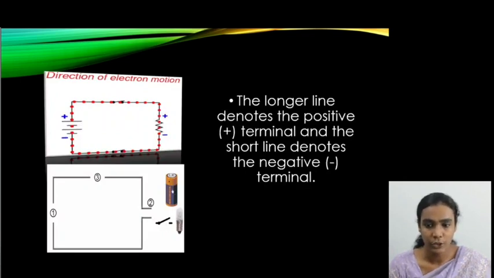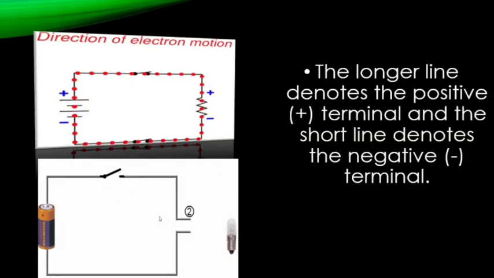In this circuit, the longer line denotes the positive terminal. So in the circuit, we can see the longer line near the plus symbol. It denotes the positive terminal, whereas the short line which is near the negative symbol denotes the negative terminal.